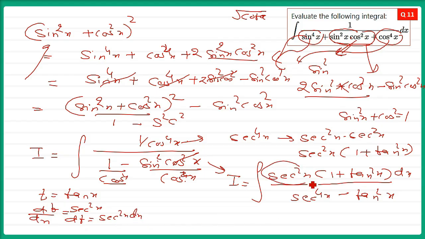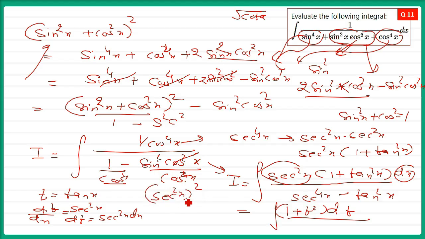In the numerator, sec square x dx, we will put dt in place of that. In the denominator, 1 plus tan square x, because t is tan x, so 1 plus t square will be formed. Sec raised 4x minus tan square x. Sec 4x can be written as 1 plus tan square x whole square, because sec square is 1 plus tan square. So 1 plus tan square x can be written as sec square x, and there is a power also.